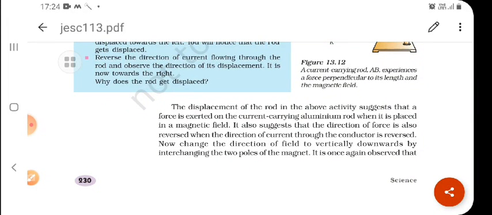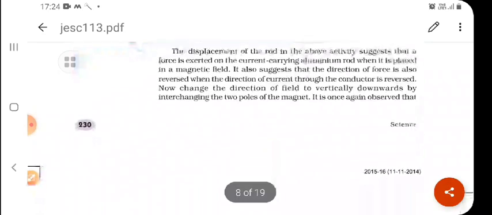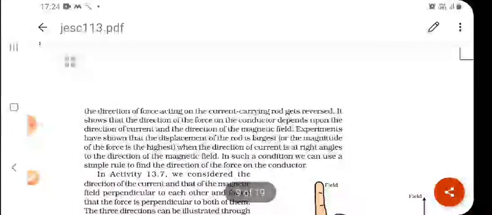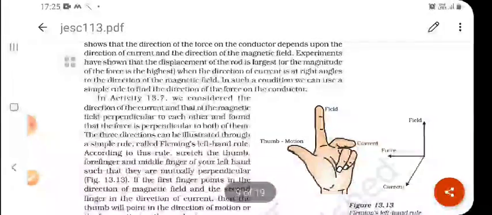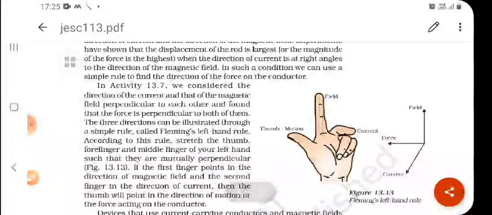So, changing the direction of the magnetic field to vertically downwards by interchanging the two poles of the magnet, one can observe that the direction of force acting on the current carrying rod gets reversed. It shows the direction of force on the conductor depends on the direction of current and the direction of magnetic field. So here comes Fleming's left hand rule about this force on the current carrying conductor when placed in the magnetic field.